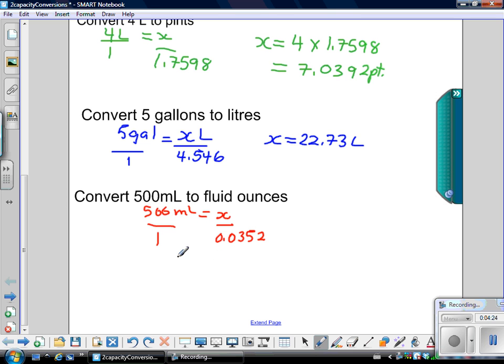And when we actually do our cross multiplying and dividing by 1, we end up with 17.6 fluid ounces. And actually the short form for ounces is actually OZ. Why it's that? Not quite sure.